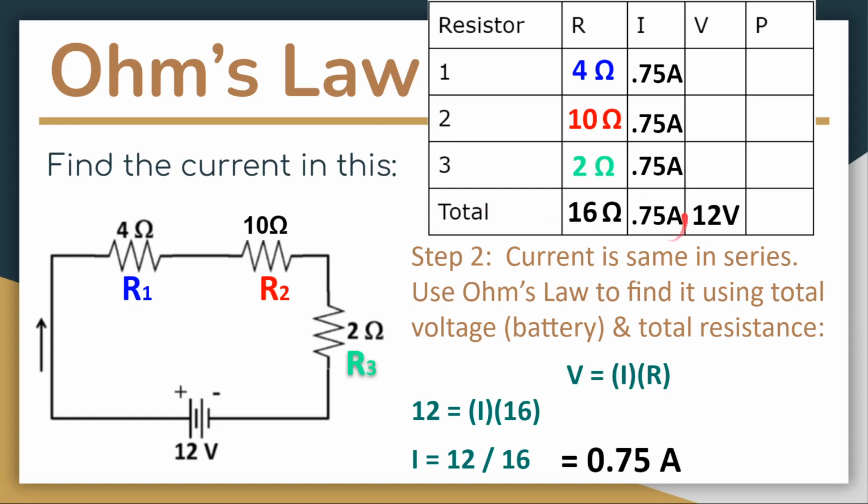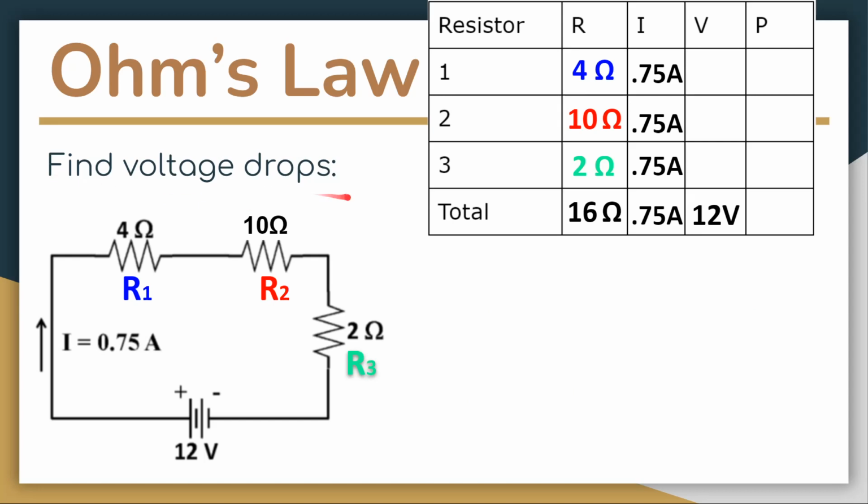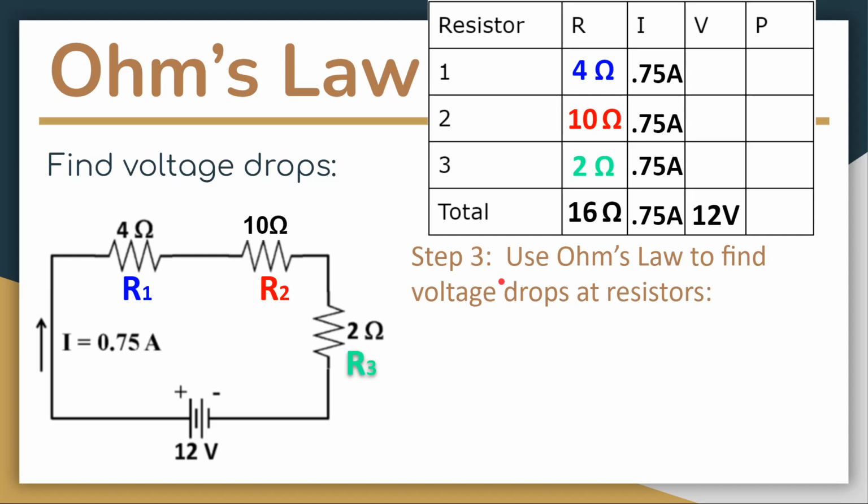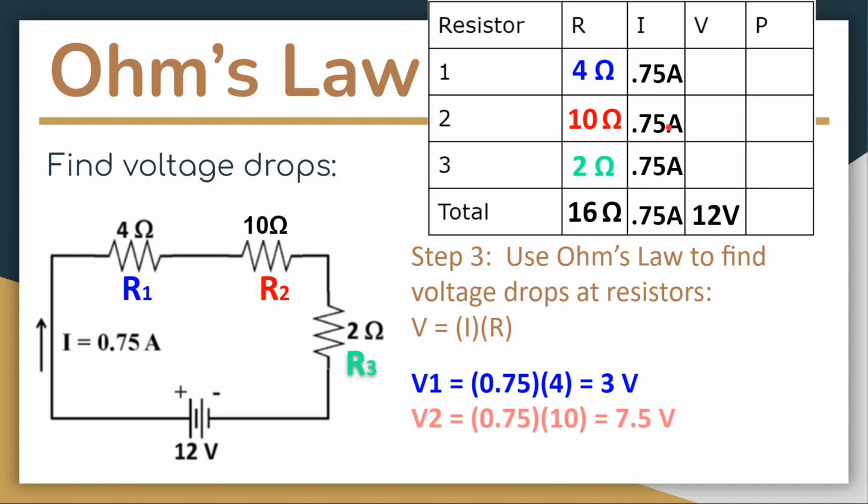So we just found the current, but what about this? What are the voltage drops at each of the resistors? I know they add up to 12, but I can figure out how much voltage drop happens at R1, what happens at R2, and what happens at R3. Again, I can go back to Ohm's law. V equals I times R. Now I have I and R for each of them. So at this first one, that's going to be 4 times 0.75, or 0.75 times 4, same thing, that's 3. The second one's going to be 0.75 times 10, and then 0.75 times 2.